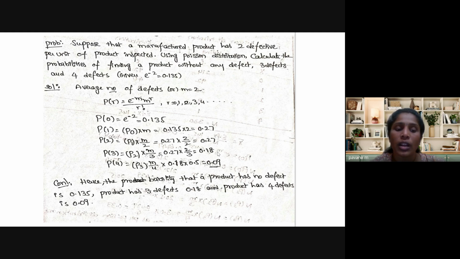Okay, so these are the values, but here they only asked for without any defect, 3 defects or 4 defects. Without any defect, the probability is P of 0, that means 0.135. 3 defects means P of 3, which is 0.18. 4 defects means P of 4, 0.09. So these are the answers for this problem. So this is the Poisson's distribution.